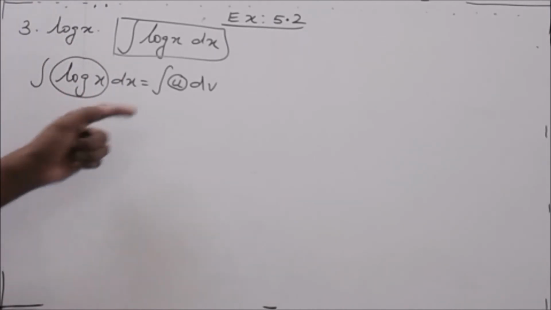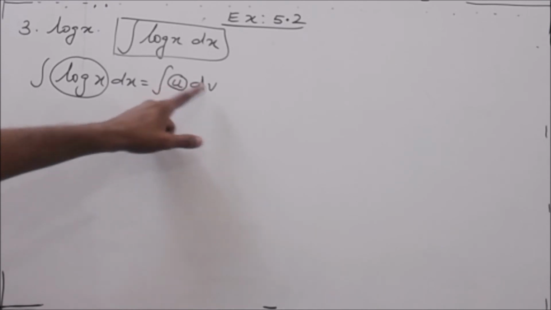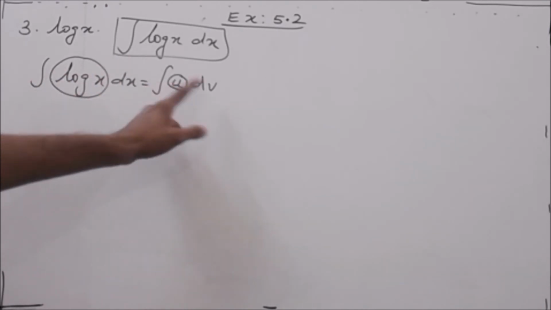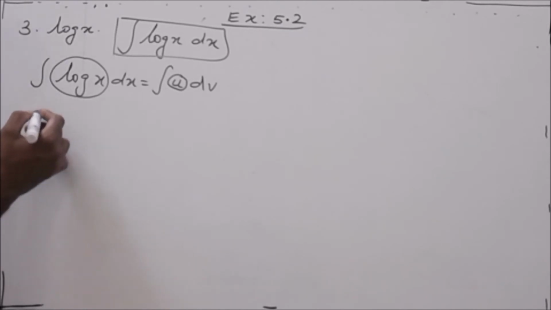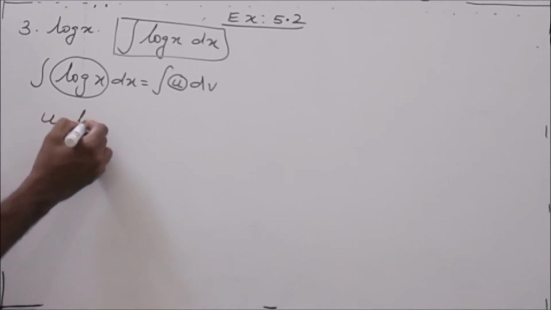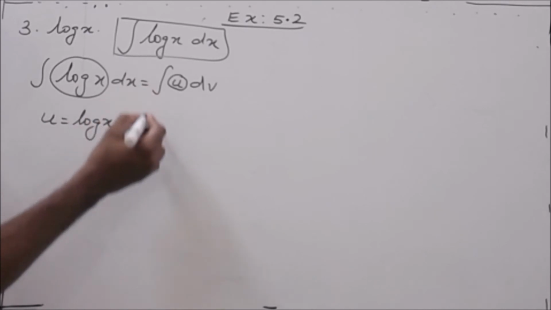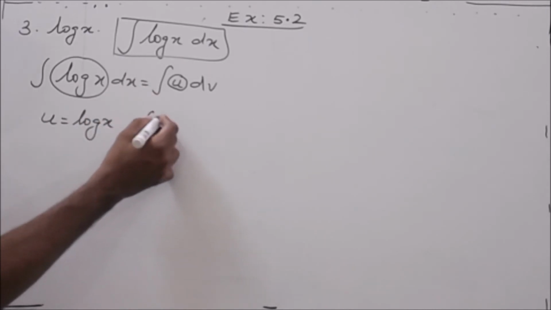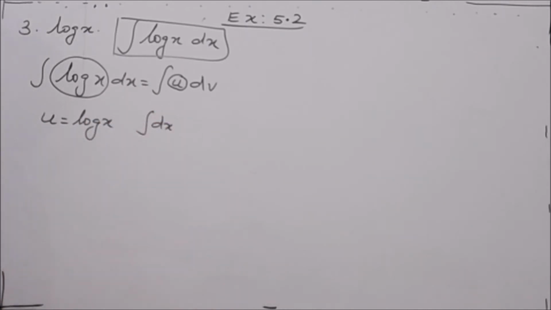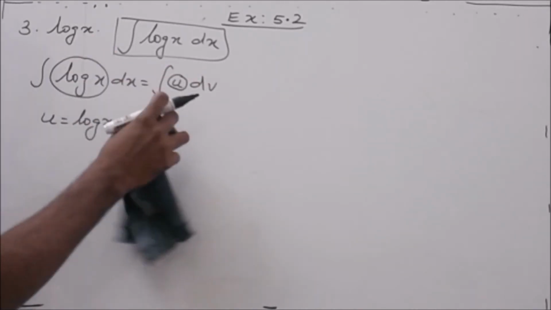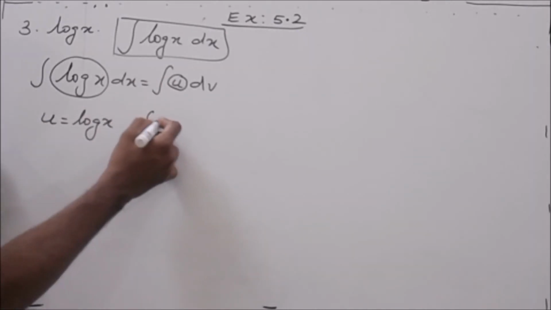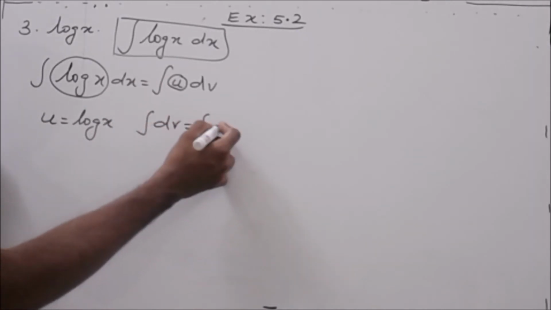So the remaining is dv: integral dx is equal to integral dv. Here u equals log x, and integral dv equals integral dx.